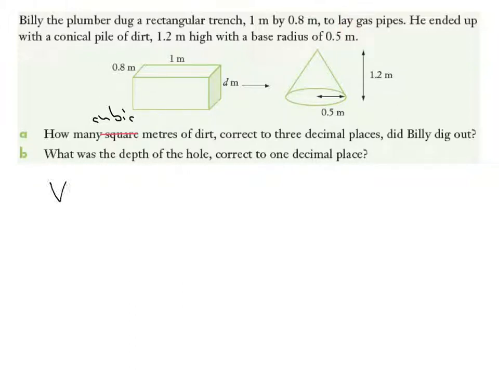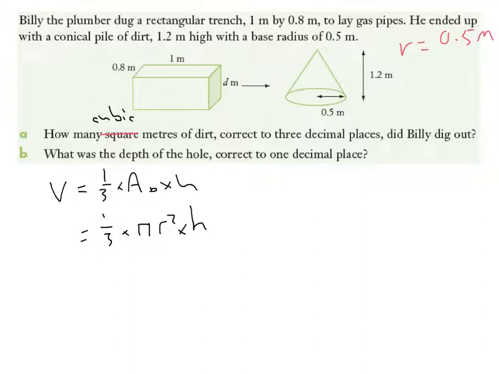Now, we're finding the volume because it's cubic metres. The volume equation that we use is a third times the area of the base times the height. This is the stock standard equation for the volume of a cone and a pyramid. Because a cone has a base that's a circle, I'm going to rewrite it down here as a third pi r squared times h. Oh, and I almost forgot, as I always do, radius is equal to 0.5, and that's in metres.